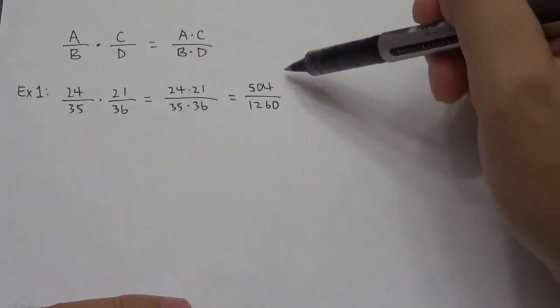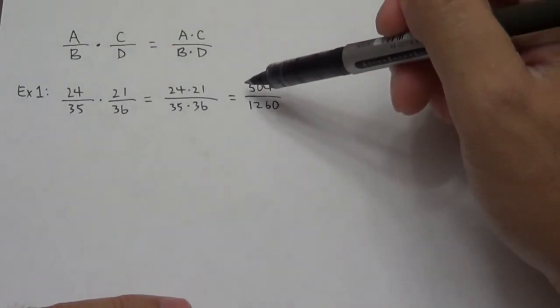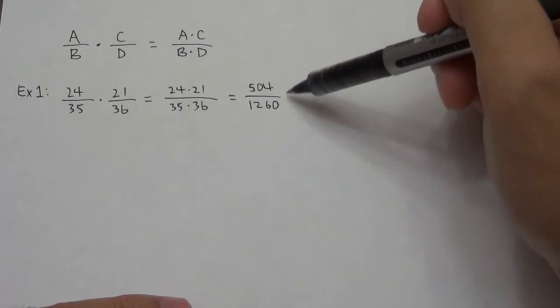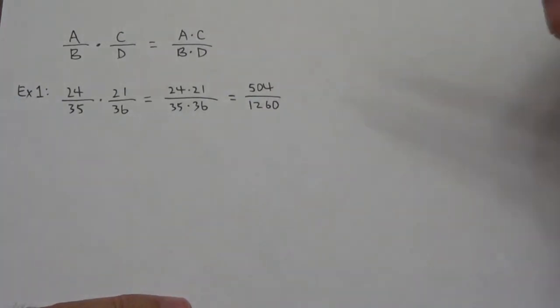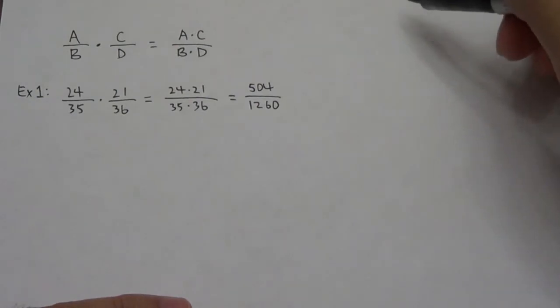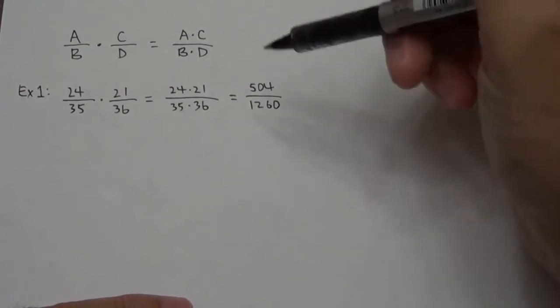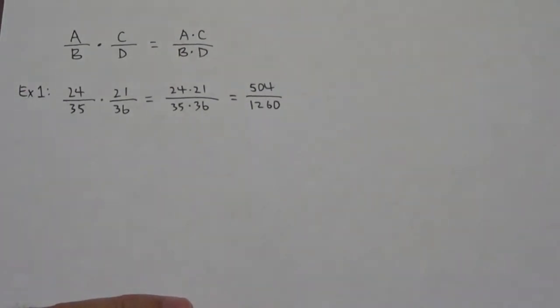Now, here's where the student usually has issues, when they're supposed to simplify the answer to its simplest form. Okay, this is not an easy fraction to simplify. Even if you used a factor tree, that could take a while. Okay, so what is recommended is you actually simplify before doing the multiplication.